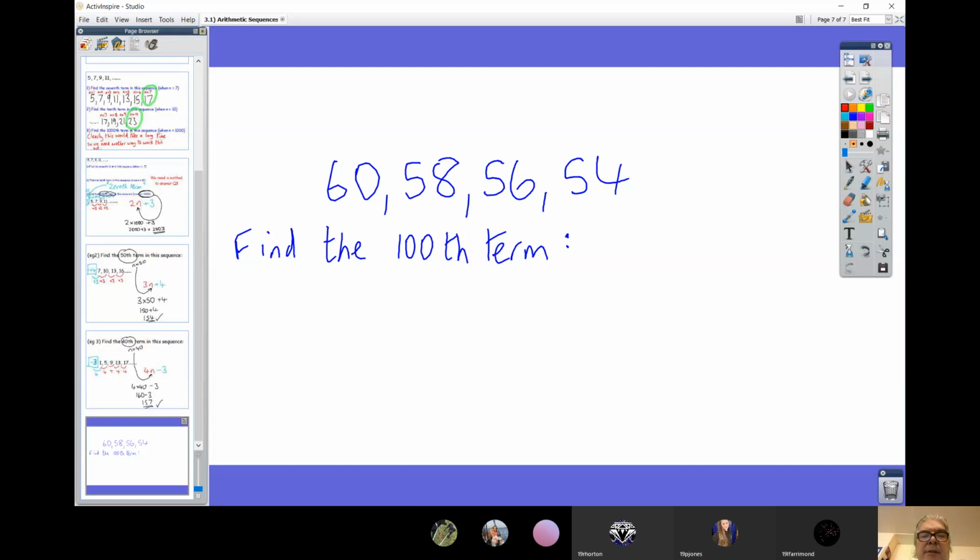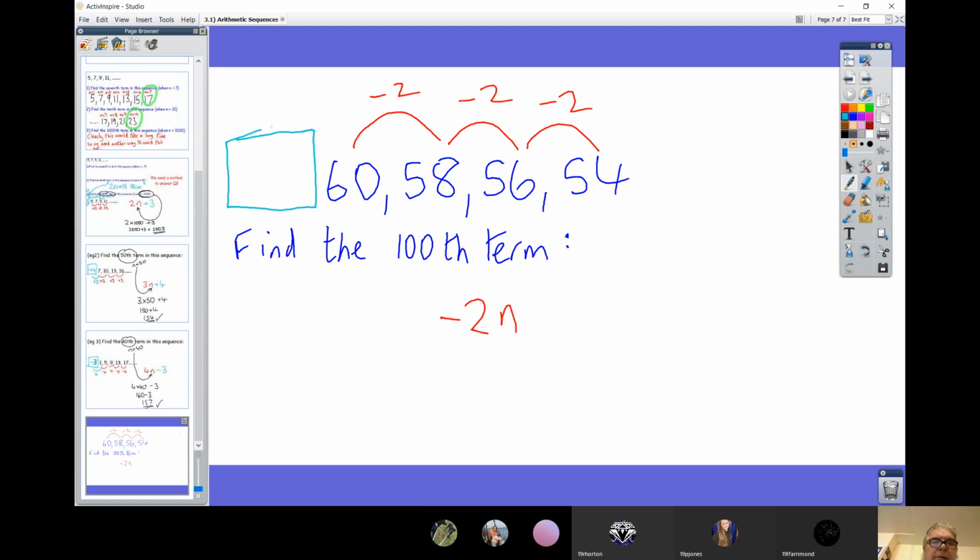So let's just go through it methodically. We are going down in twos, so our starting point should be minus 2n. Now, what is the annoying Grace number here? Good, it is 62. Of course it is. You can see if you're going right to left, we're going up in twos. Is that a plus 62 or a minus 62?